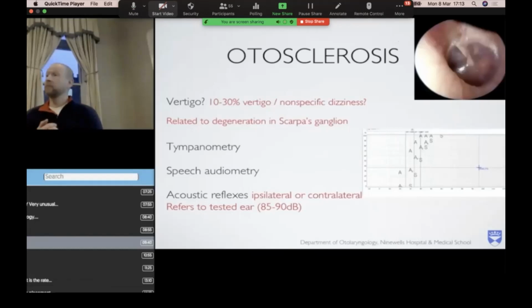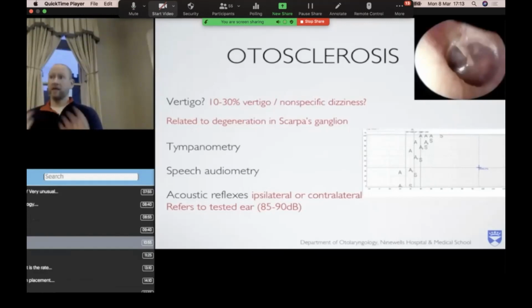It does happen quite commonly. We don't know why. Maybe related to Scarpa's ganglion degeneration, but it's quite a common finding in otosclerosis. You should know that tympanometry is normal. Speech audiometry, we like doing that. Many centres like doing it if you're going to operate on somebody, so speech audio is quite a useful thing.